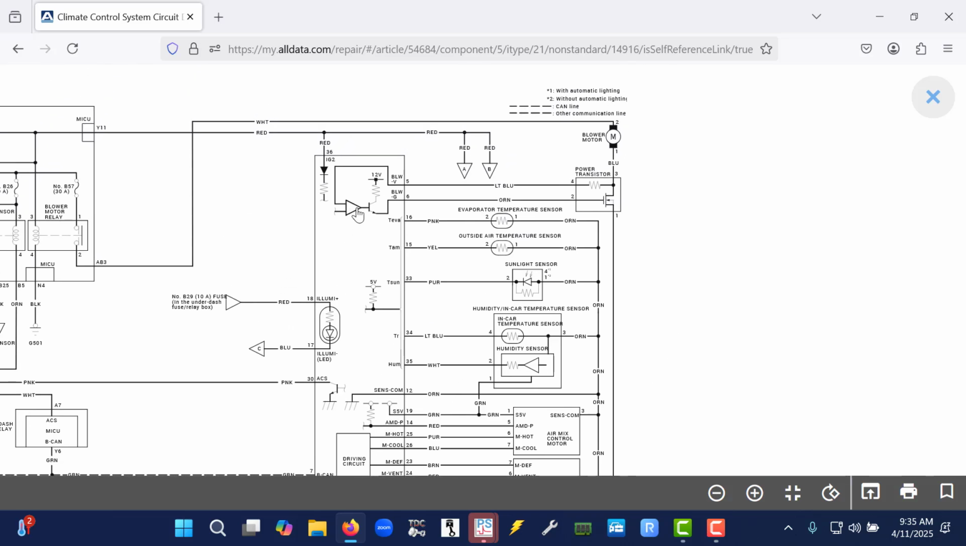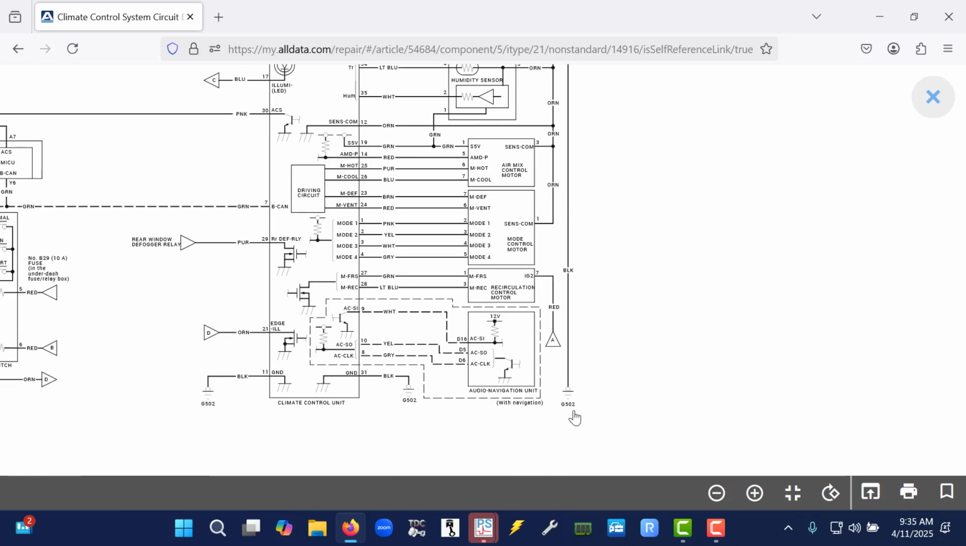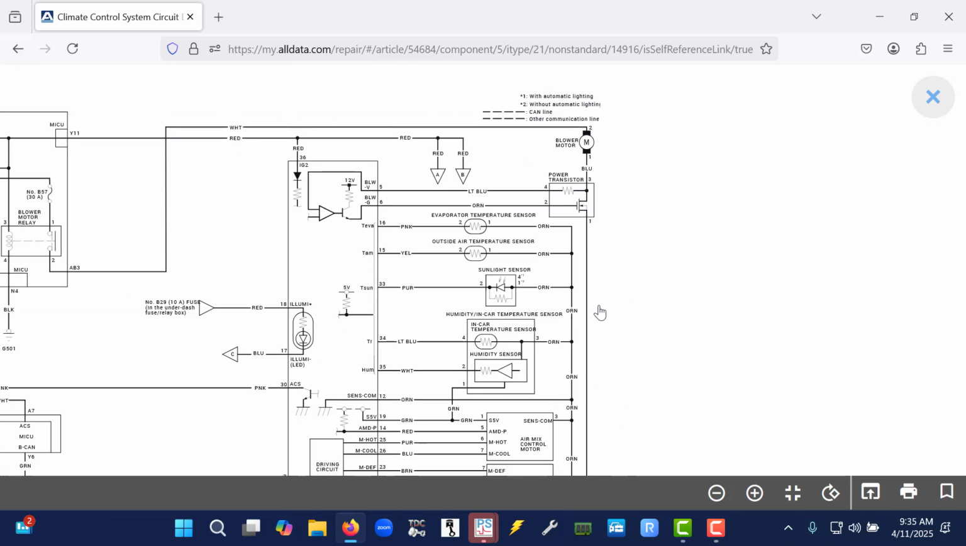What this does as an input is supply a variable path to ground at pin 1 through what they're calling the power transistor. A power transistor is an electronically activated switch, so it is not a mechanical switch. It is taking a process input, converting that request to an indication of how much on time we want of the blower motor, and this assembly provides a diversionary path to ground, as you can see, located on G502.